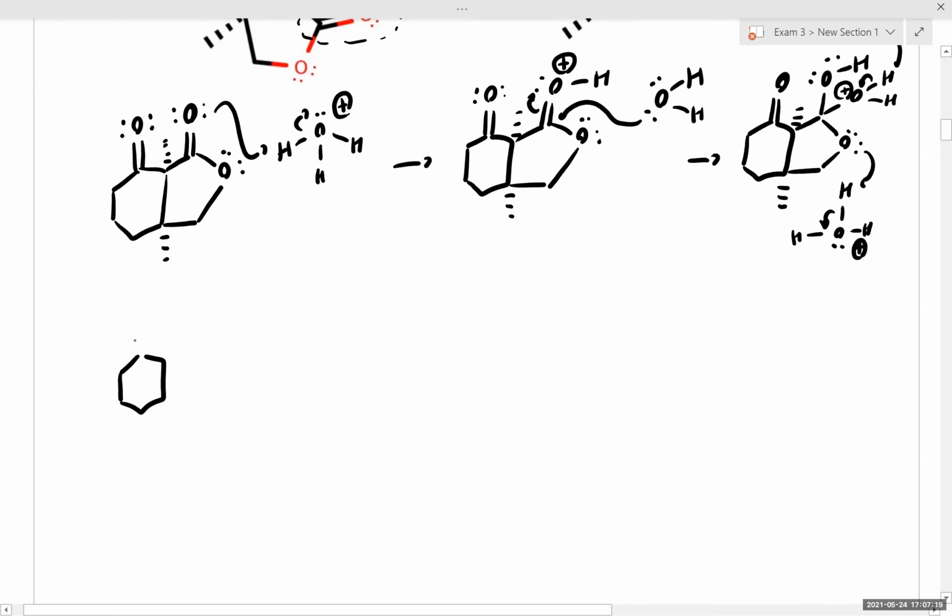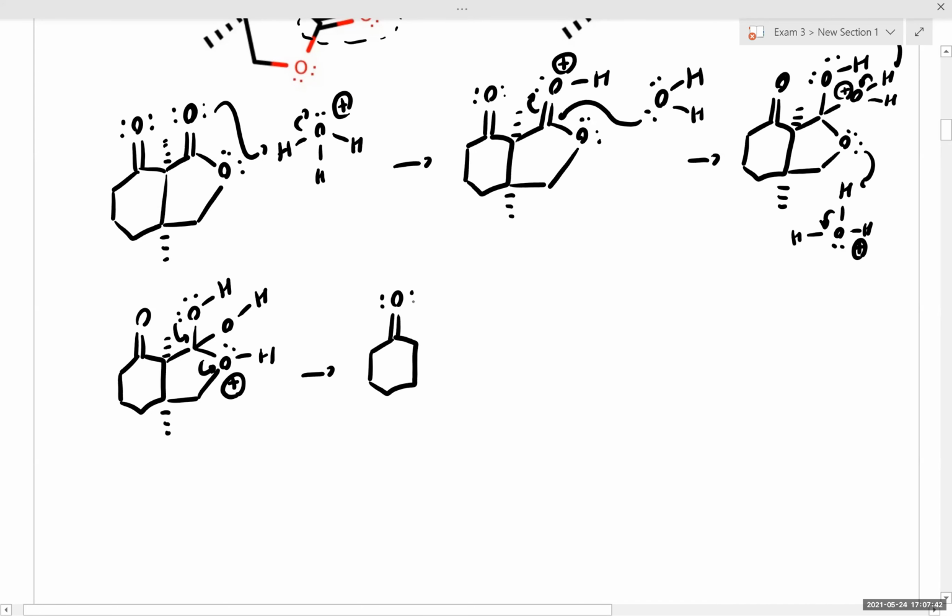That in turn gives us the following tetrahedral intermediate, which can then collapse via a 1,2 elimination pathway to give us our free carboxylic acid. Now, although this is an equilibrium process, this next step is going to drive the equilibrium to completion.